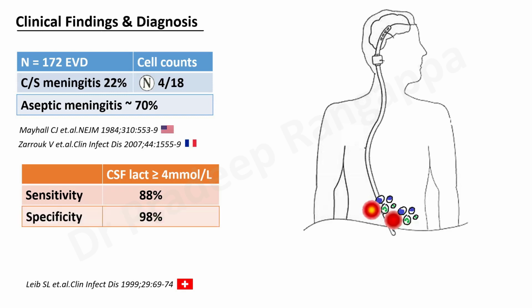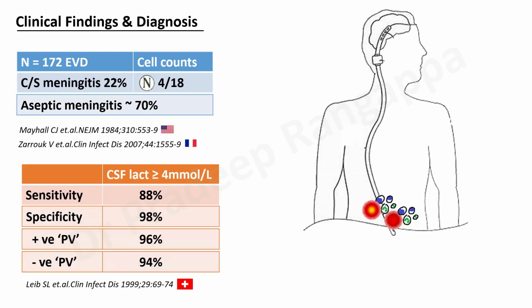This was a study which came from Switzerland. Specificity was very good, 98%, and even positive predictive value was 96%, and negative predictive value was 9. So which means CSF lactate is something that can be relied on more than the cell count. So you can do a gram stain, which will tell you it is possibly meningitis. You can look at biochemistry, but don't pay too much attention to TC DC. Rather look at lactate. That gives a better indicator, because TC DC can go up even in aseptic meningitis, and that's what the studies have shown.